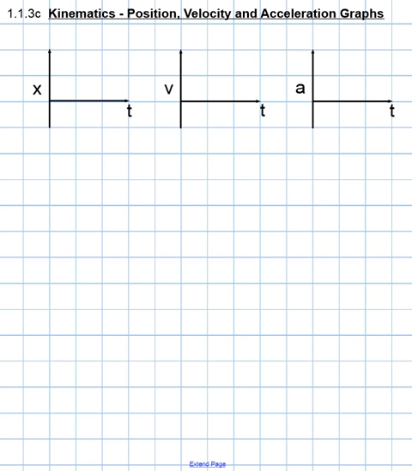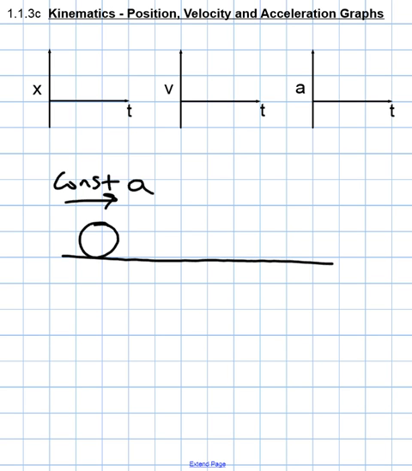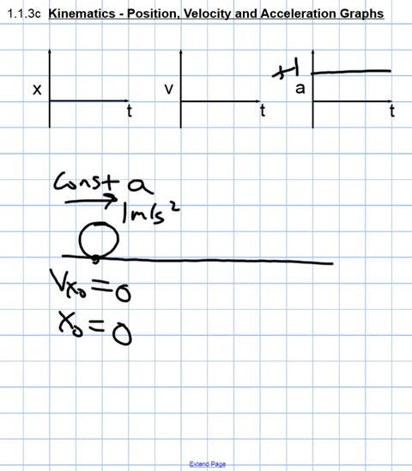Okay, so the next simplest thing something could be doing is moving with a constant acceleration. Now, let's assume for a second that it starts with a velocity of 0. And let's make its initial position 0, just for the sake of simplicity. So, let's say we accelerate at 1 meter per second squared. So we could graph that like this, plus 1 on the acceleration graph, and it's just staying constant, 1 meter per second squared.